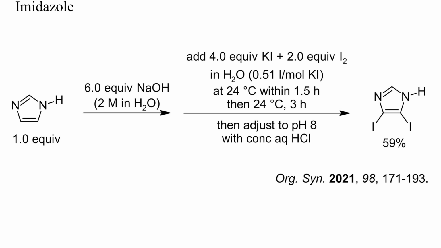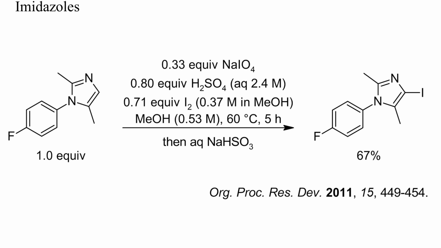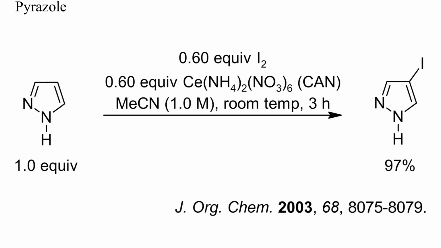Imidazole readily reacts with iodine under alkaline conditions. The product precipitates when the reaction mixture is neutralized and can be filtered off and recrystallized from ethanol. Here, a substituted imidazole was iodinated with a mixture of iodine, sodium periodate, and sulfuric acid and methanol.